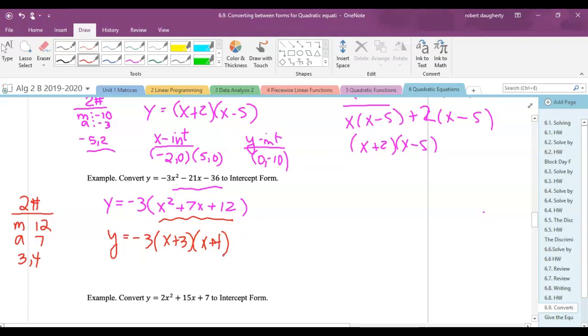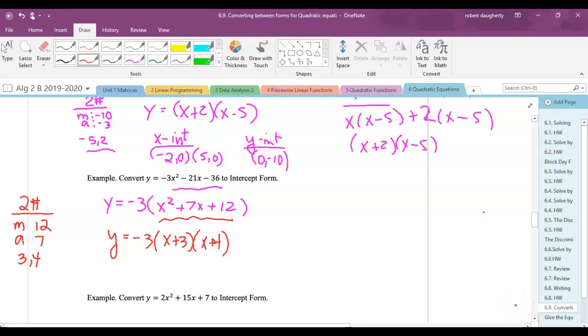Parabola open up or down? Down. What are the x-intercepts? Negative 3, 0, negative 4, 0. What's the y-intercept? 0, negative 36. Okay? Okay, you guys see where all that comes from?